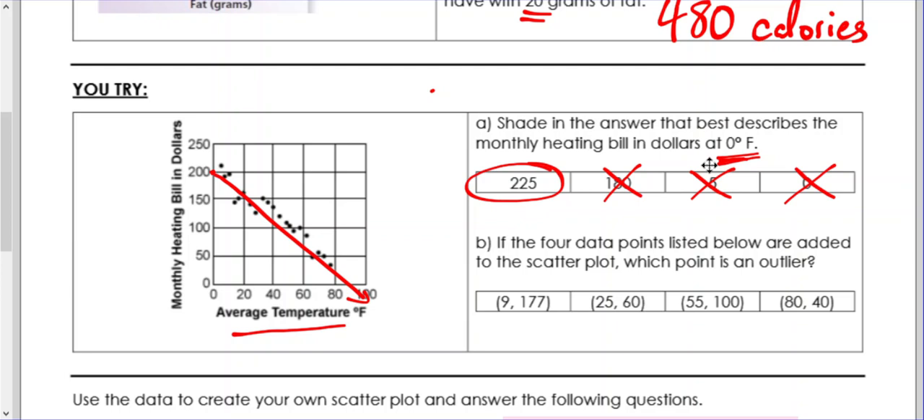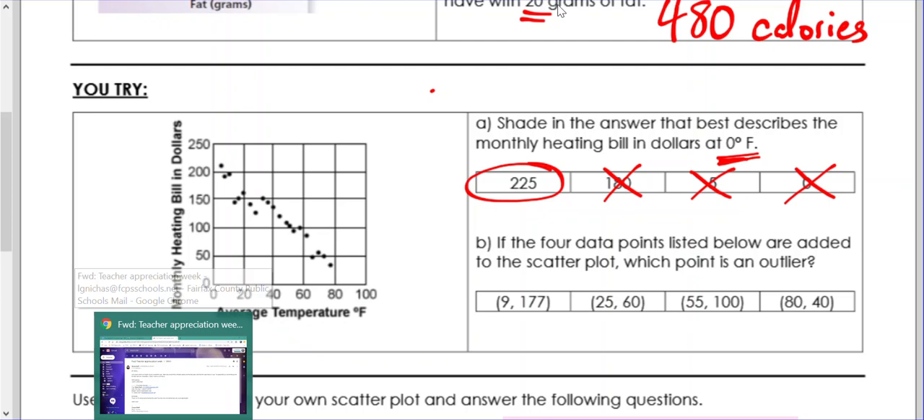If the 4 data points listed below are added to this scatterplot, which point is an outlier? An outlier is just a point that doesn't fit in with the rest of the data. It stands out.